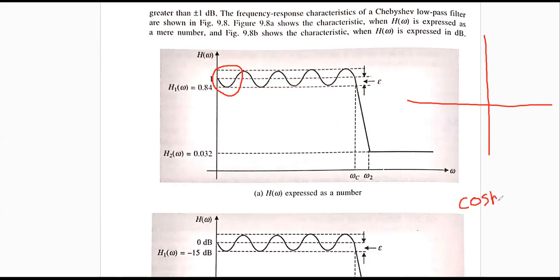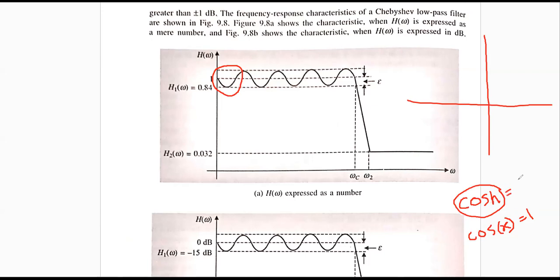What is the cosh function? When the cos x, what is the maximum value of cos x? You can put it here. What is the maximum value? Maximum value is 1. When this value is more than 1, then it is actually the cosh function.